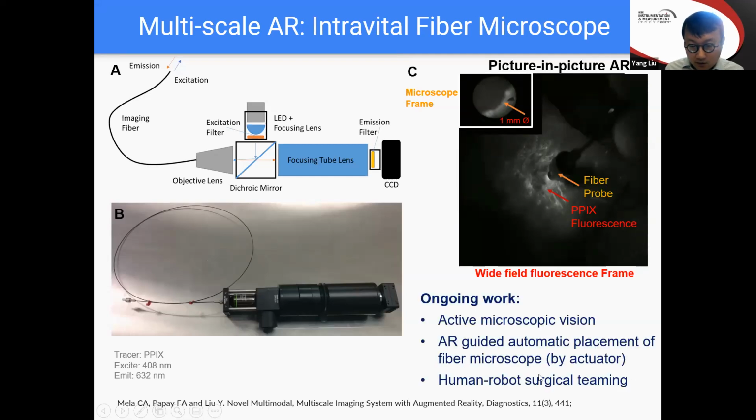Part of our ongoing work is to implement active microscopy vision, where we plan to do AR-guided automatic placement of the fiber microscope using an actuator and a robotic platform. And then in the long term, it would be great if we can enable human-robot surgical teaming.